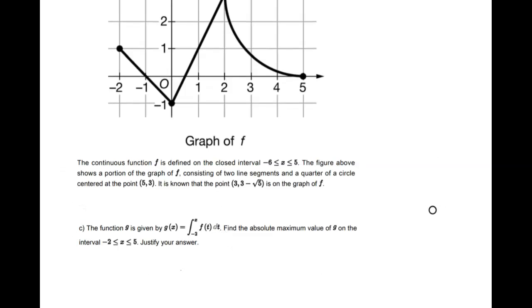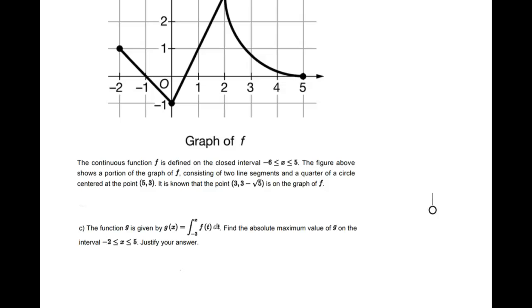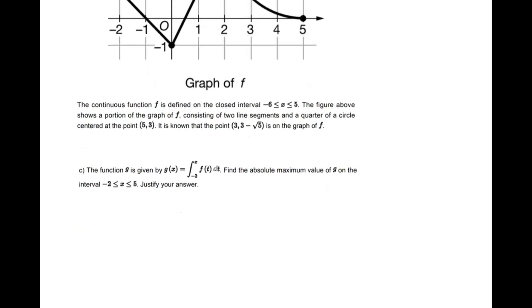Part C. So here's g of x, the integral from negative 2 to x of f of t dt. We want the absolute maximum on the interval from negative 2 to 5. Conveniently, it's from negative 2 to 5 because that's where our graph goes. Let's see what we can do here. If we want the maximum of g, to find extreme values, you need to take the derivative. So let's do that.